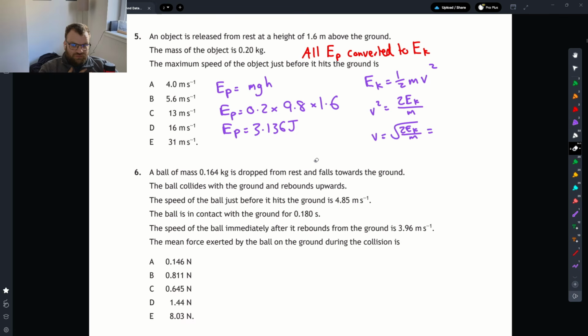And then we want the square root of that. Plug in our numbers, it will be 2 times 3.136 over the 0.2 that we had before. Take the square root, take the answer to that, and that will give you 5.6 meters per second.